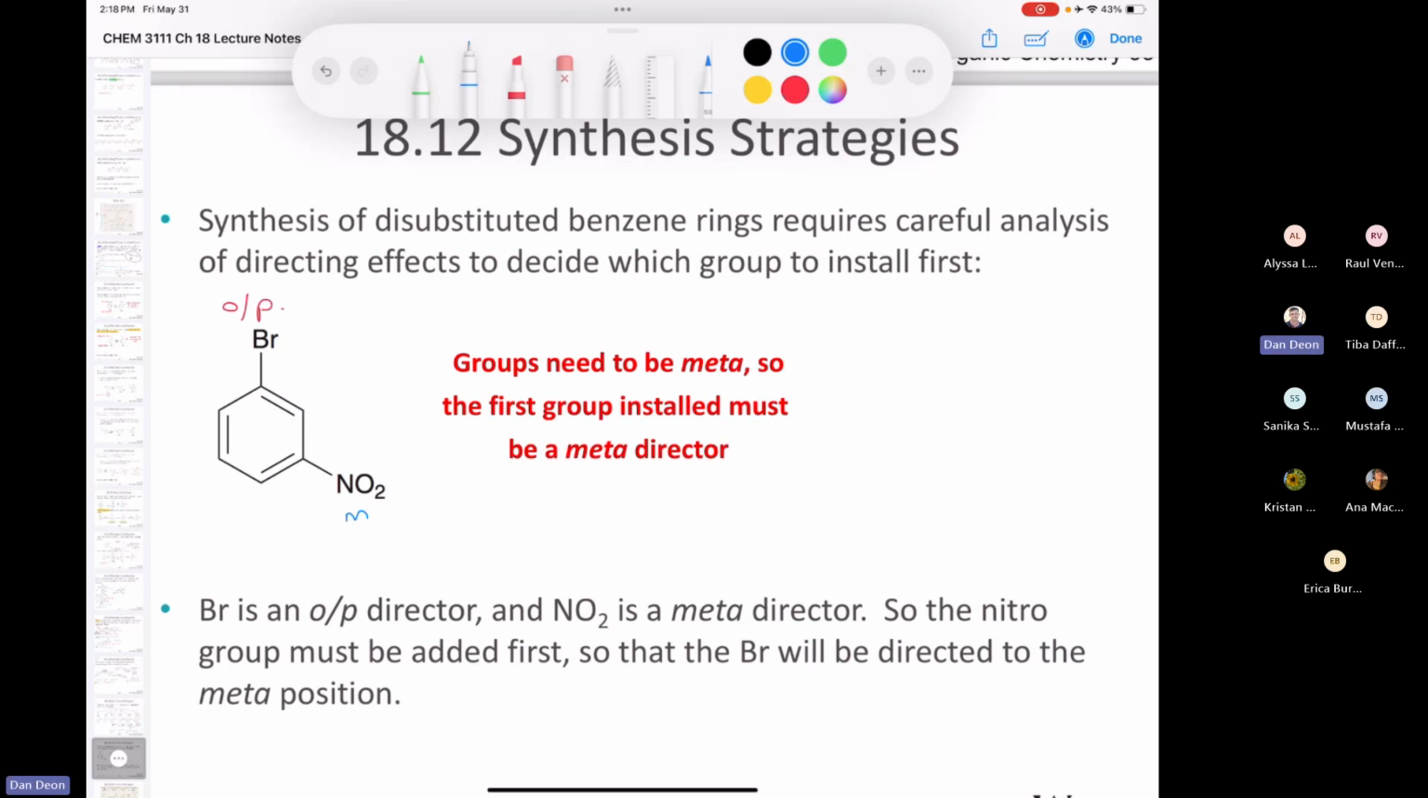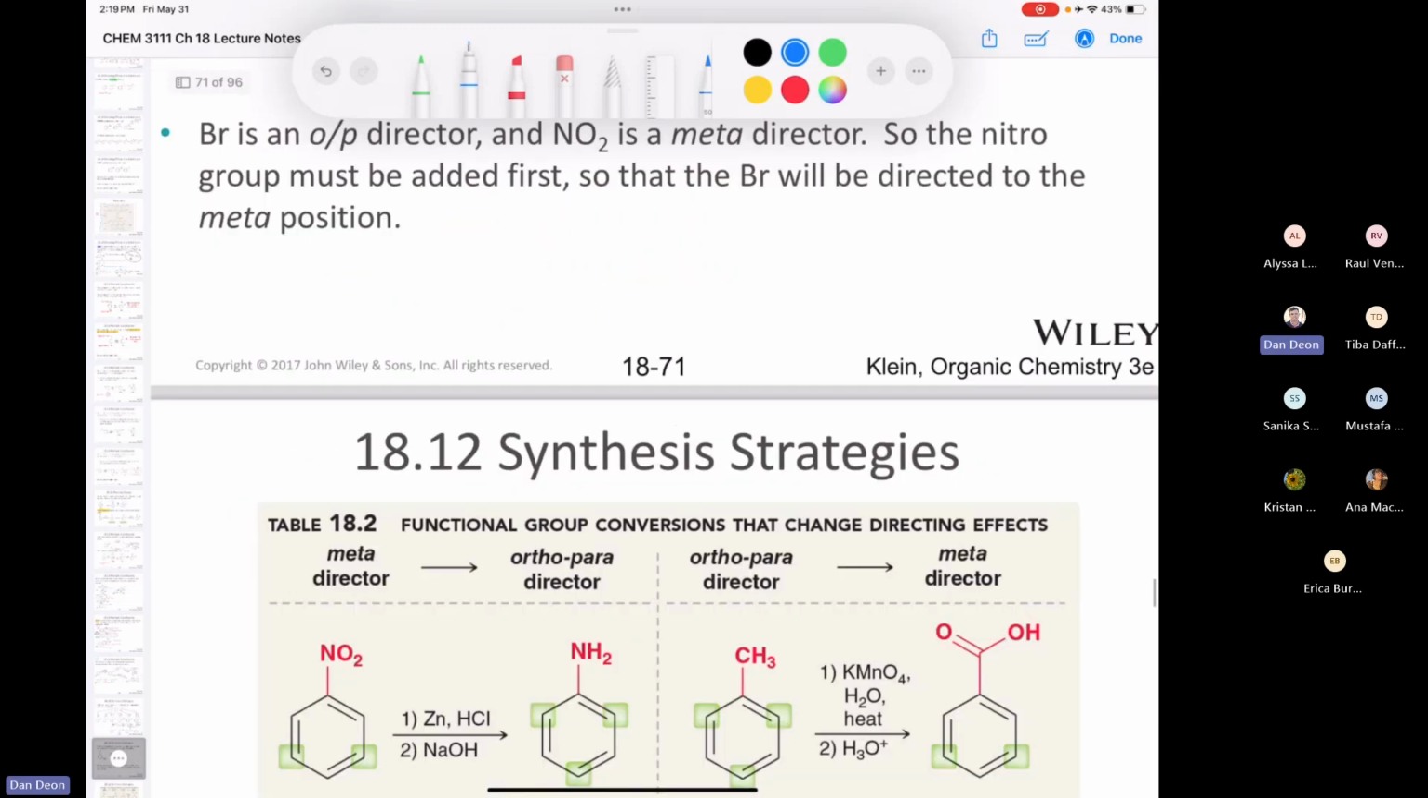So we'd have to put the nitro in first, because the nitro is going to direct the bromine to that position. Whereas if you were to put the bromine in first, the bromine would direct here and here, right? So it's not going to direct to the meta position. That means you would have to install this first, okay? So we'll put here "added first." The nitro has to be added first. Anyhow, that's the worst note making I've ever done, but you get the idea. So that's kind of the strategy.